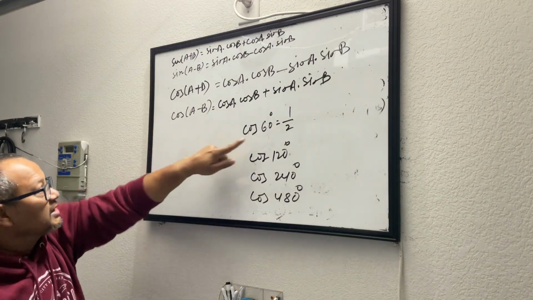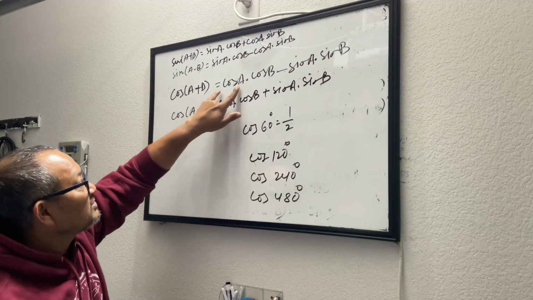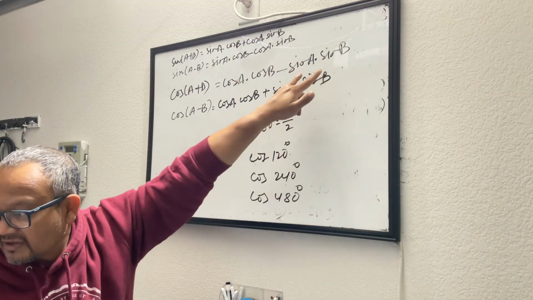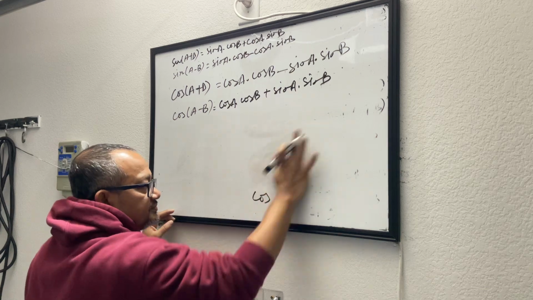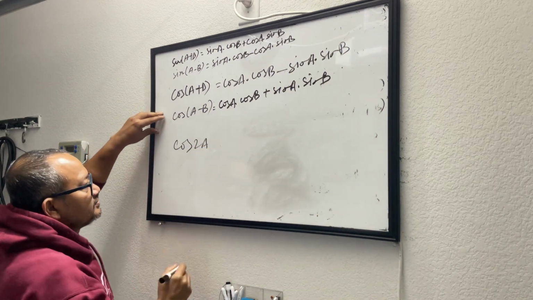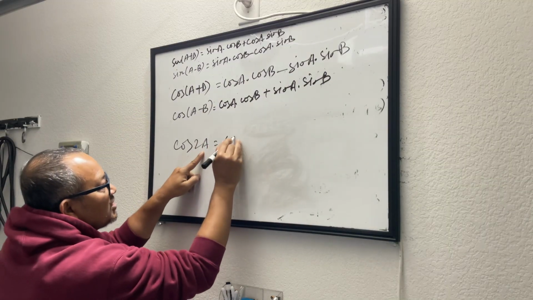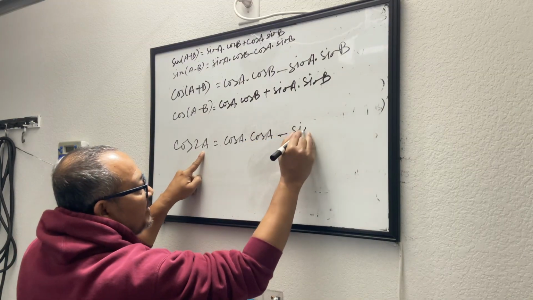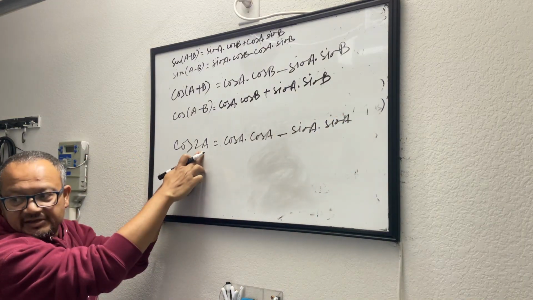So cos of 120 would be cos of 60 plus 60. Both my angles are same. So that will be cos of 60 times cos of 60 minus sine of 60 times sine of 60. Or look at it: if I say cos of 2a will be equal to, again I am talking about cos of a plus a, cos of a times cos of a minus sine of a times sine of a. Because 2a is a plus a.